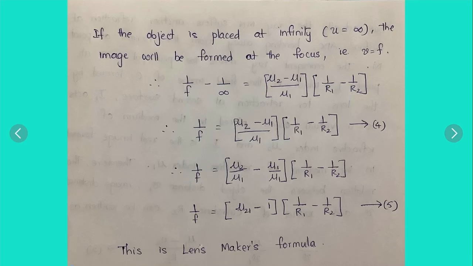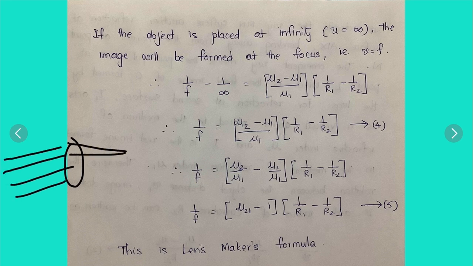Then let us continue. If the object is placed at infinity, then u is equal to infinity. Then the image will be formed at the focus. We all know the fundamentals. Suppose the object is placed at infinity, then the image is formed at the focus. That means v is equal to f.